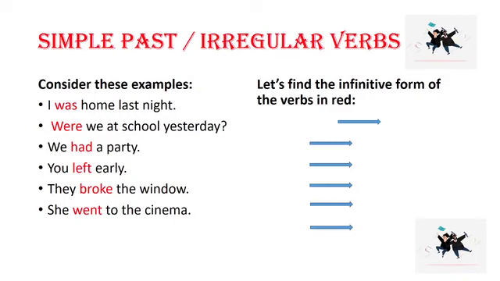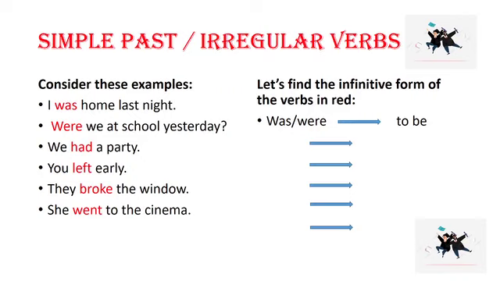So let's see the first two, was and were. Can you guess the infinitive of this verb? I know you know it because you've already seen it. Was and were, this is the simple past of which verb? Can you give me the answer? Okay, so was, were, this is the verb to be.